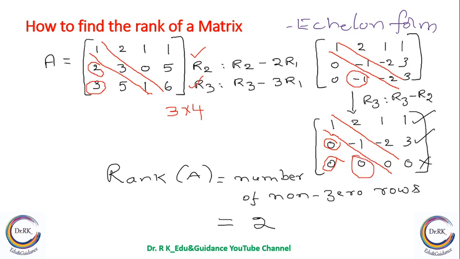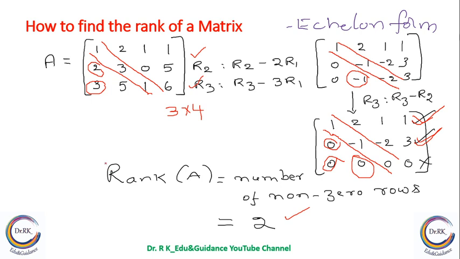Okay, so now this is in echelon form. Then the rank of the matrix is the number of non-zero rows. So this is a non-zero row, this is a non-zero row, but here it is a zero row because all the elements in this row are zeros. But we are concerned with the non-zero rows only. So rank is 2. That means 2 vectors are linearly independent. So this is how we can find the rank of a matrix.